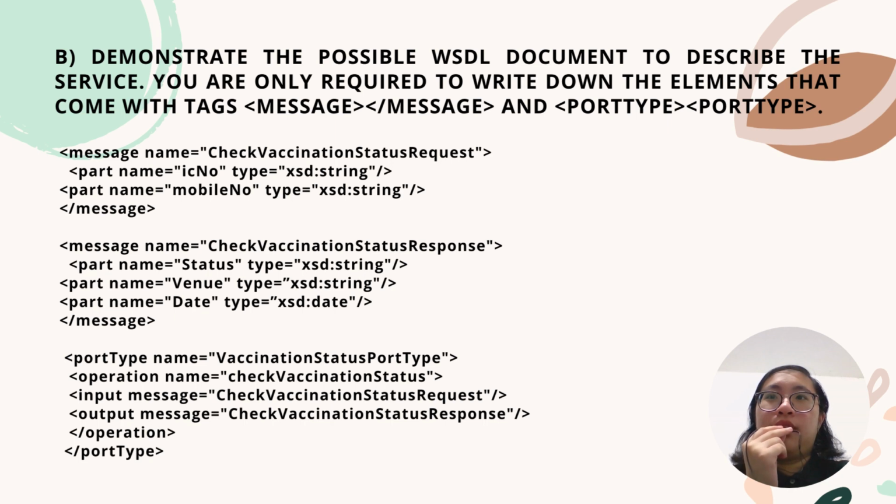So in the first part here, we have the message name, check vaccination status request. Another one will be check vaccination status response. In the first part, we have the message name, check vaccination status request. Then the part names will be the requested data. For example, in the question, the needed data should be IC number and also mobile number, which are put as type string respectively.